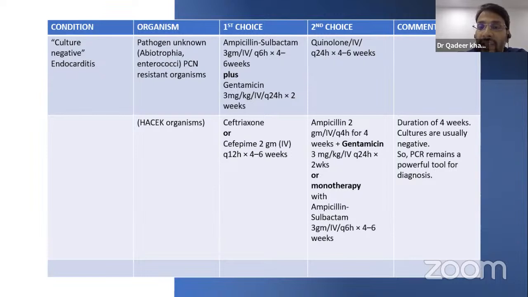The second choice, depending on the condition of the patient, we should consider ampicillin 2 gram 4th hourly for 4 weeks plus gentamicin, or monotherapy with ampicillin sulbactam 3 gram 6th hourly for 4 to 6 weeks. If cultures are usually negative, PCR remains a powerful tool in these cases, because the main thing, as we are discussing, is that it's culture negative. So we have to treat for a duration of 4 to 6 weeks.